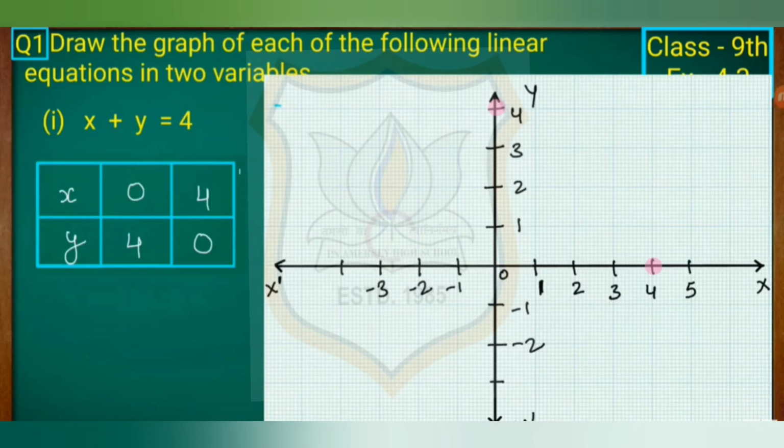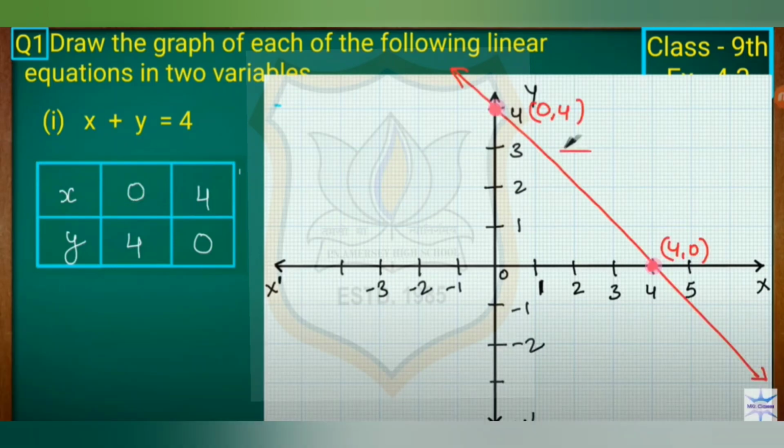How can we make this? First we have plotted x and y. Here I have put x equals 0 and y equals 4, so I get a point here, and another x equals 4 and y equals 0. So here I have got these 2 points and I have to connect a line joining them. In the same way we can plot any equation on graph paper.